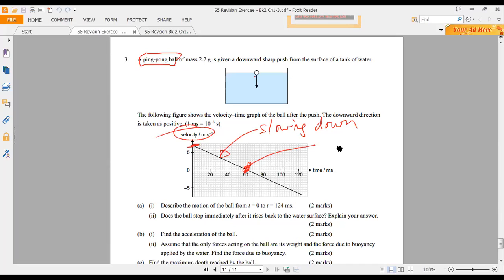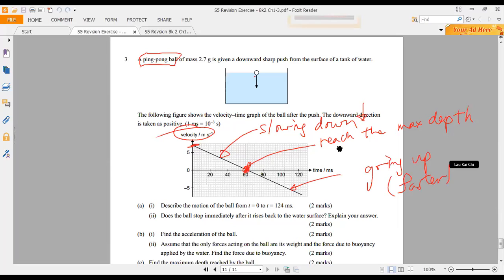When it comes to rest, that means it reached the maximum depth. Understand? It goes downward, but slowing down. But for this case, it reached the maximum depth, and then it would start floating up, going up, and getting faster. Gaining speed. It's due to the floating force. Right? You know the ping pong ball is lighter than water, so it will float in the water.